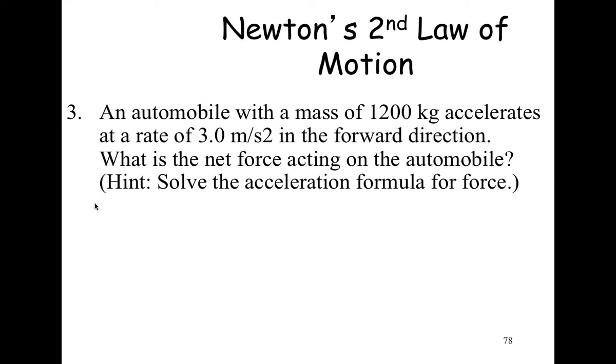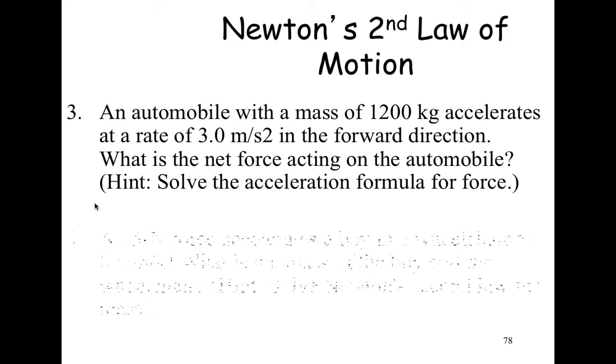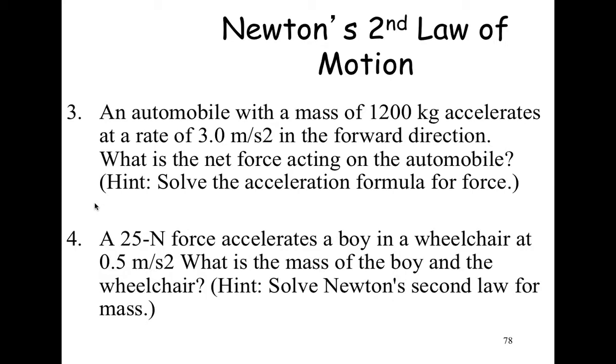Alright, one more here. Alright, a 25 newton force accelerates a boy in a wheelchair at half a meter per second squared. So that's his acceleration. What is the mass of the boy in the wheelchair? So we have force, and it's 25 newtons. The mass is what we're solving for. And the acceleration is 0.5 meters per second squared.